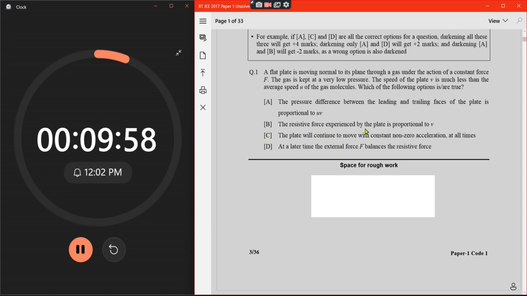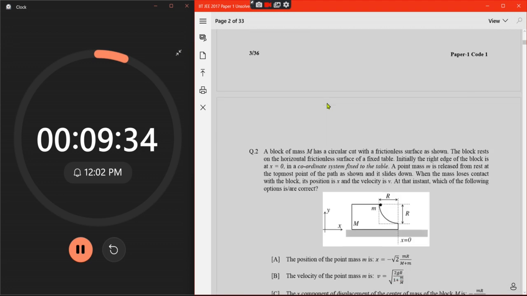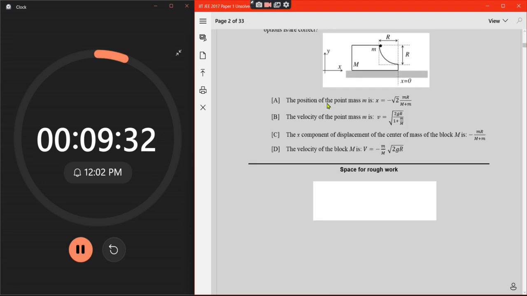The resistive force experienced by the plate is proportional to V. Yeah, most likely जो drag वगैरह होता है वैसा ही है ना. Or yeah, I guess that's the thing. So B is correct. D is correct. Because अगर A है then it's correct. It's like B and D. Cool. So first answer B and D. Okay. I don't know about A. मुझे नहीं पता इसमें कैसे करते हैं. Anyway, तो that's done.